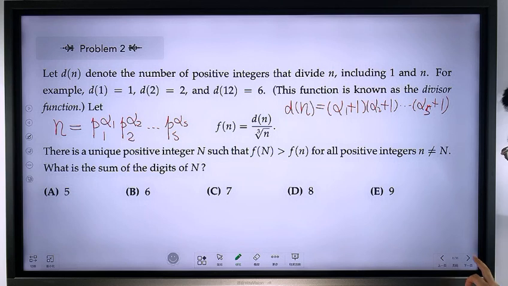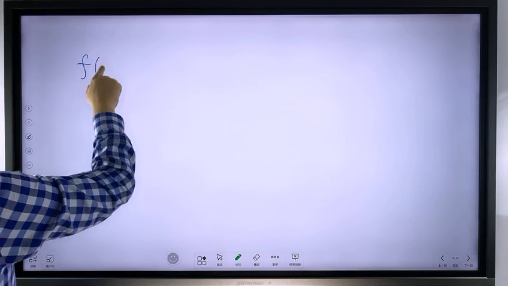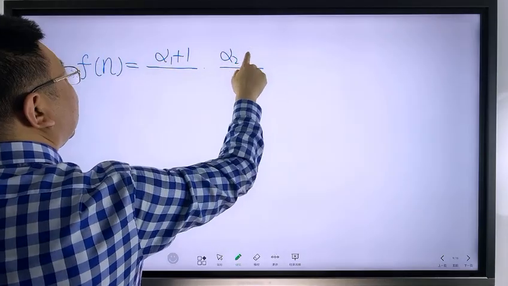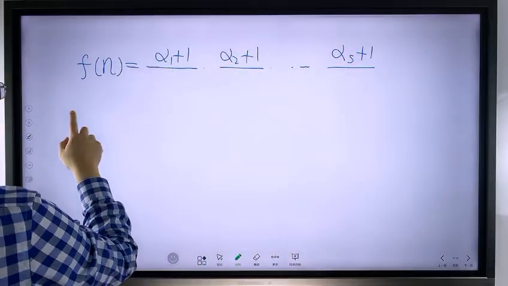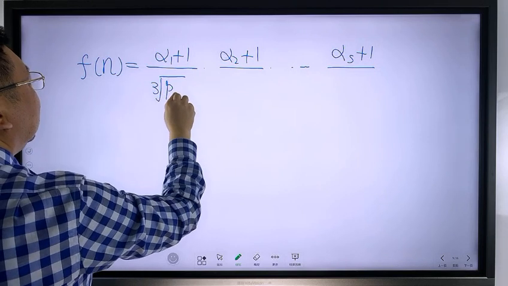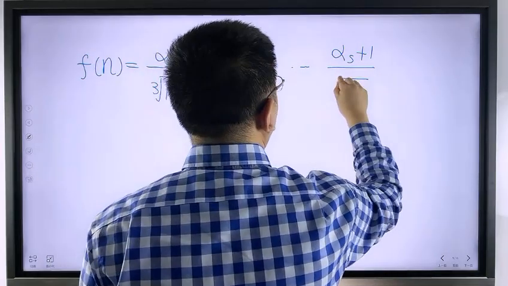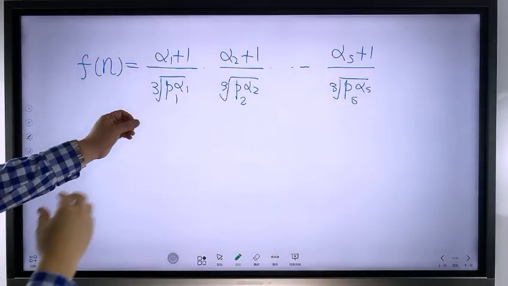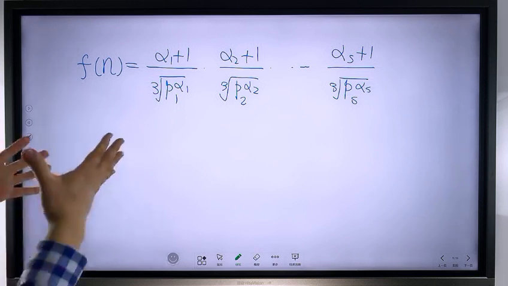So what we have would be, hopefully you still remember that decomposition, the f(n). The top has alpha 1 plus 1, alpha 2 plus 1, up to alpha s plus 1, and then on the bottom it has the cubic root of everything, and actually we can write the cubic root as p1 to the alpha 1, p2 to the alpha 2, up to ps to the alpha s, right? So the nice thing is that the top part we can split, and then the bottom part we can split as well, right?